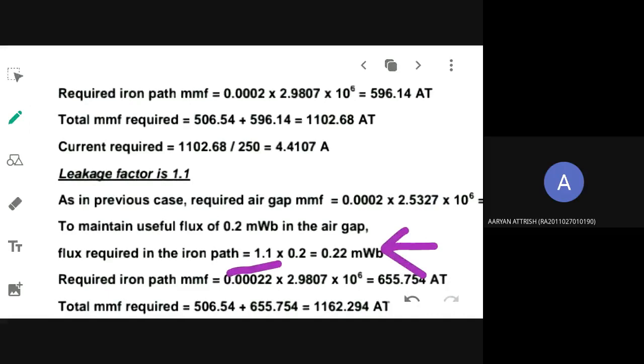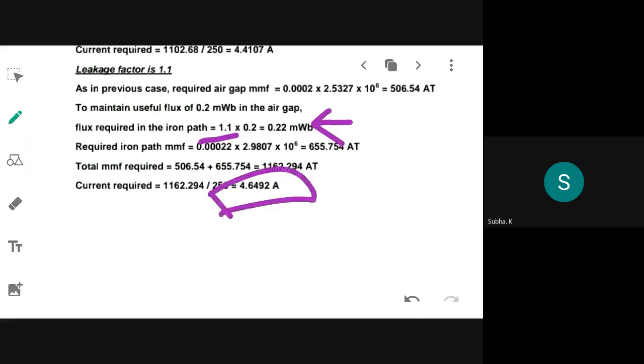0.64 ampere. 4.64. All got 4.64? Yes, ma'am. I got 4.64. Okay, okay, Ashwant, okay. I got it for the first time when you told that your throat was paining.